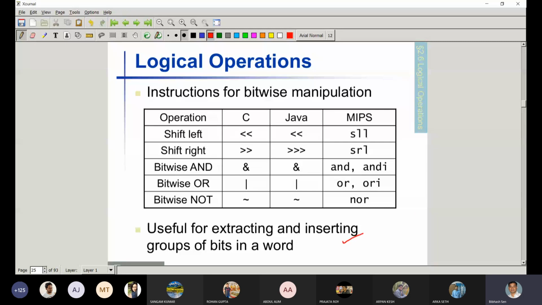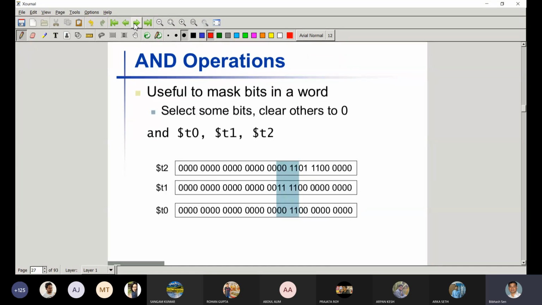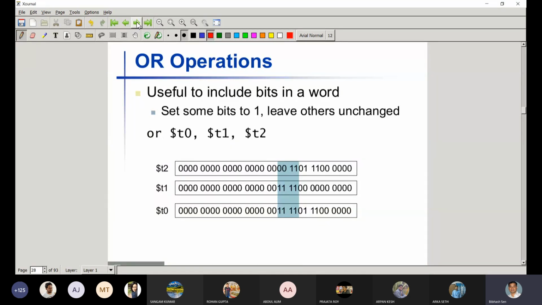Some logical operations are mostly C-like operations. We have used shift right and shift left in Java and C, and in MIPS you just follow the MIPS commands, SLL and SRL. This is SLL and this is SRL. Your operations you will implement with these. Shift operations are also given: multiply by 2 to the power i with SLL by i bits, and divide by 2 to the power i with SRL. Like this, I have gradually shown examples of how they are used.